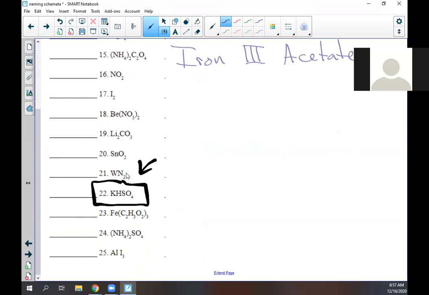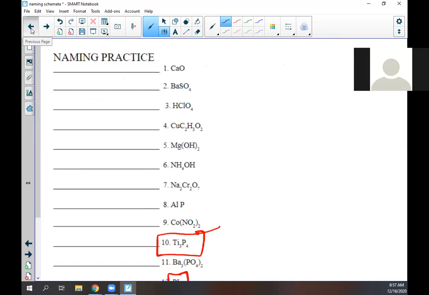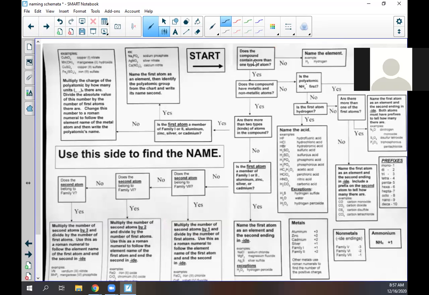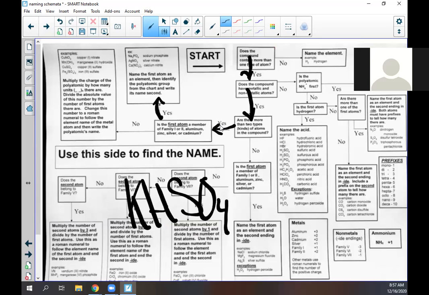KHSO4. Solid. We're right there. Everyone with me? So we have KHSO4. More than one type of atom? Yes. Metal and nonmetals? Yes. More than two? Yes. First atom a member of family one? Yes.